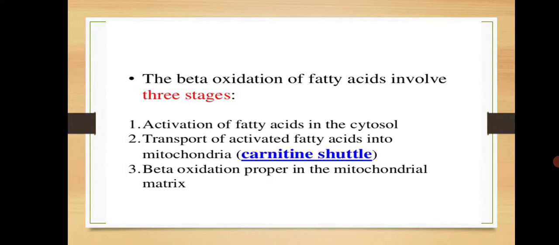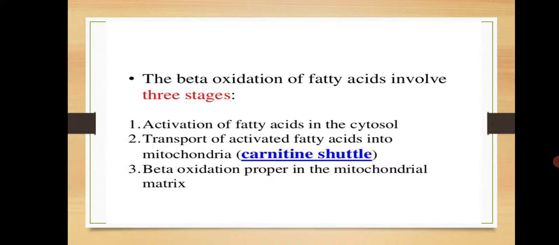First is activation of fatty acid in the cytosol. If you have seen the lecture on synthesis of fatty acid, we discussed that we require acetyl CoA as the active form of the fatty acid, plus NADPH, for the synthesis of fatty acid. So here also there is activation of fatty acid. The active form of the fatty acid is called acyl CoA. So, activation of fatty acid in the cytosol.